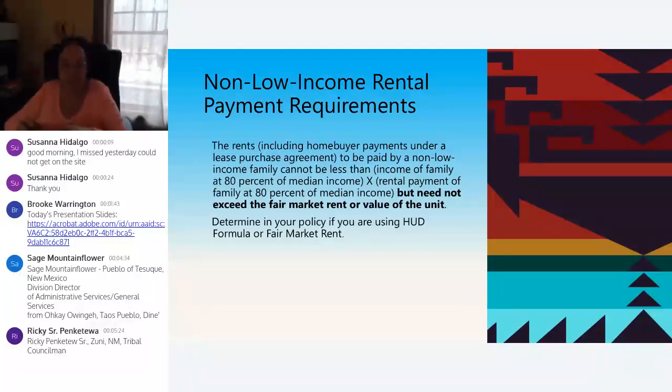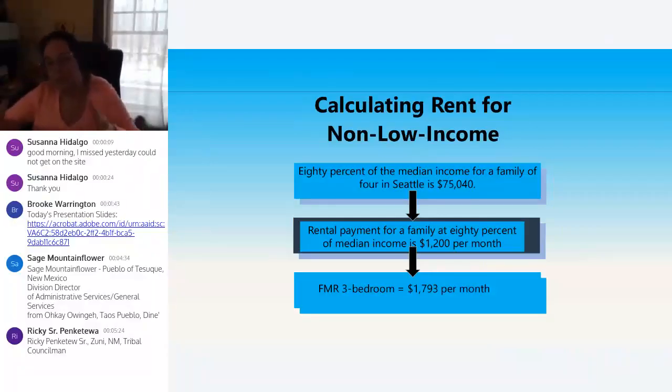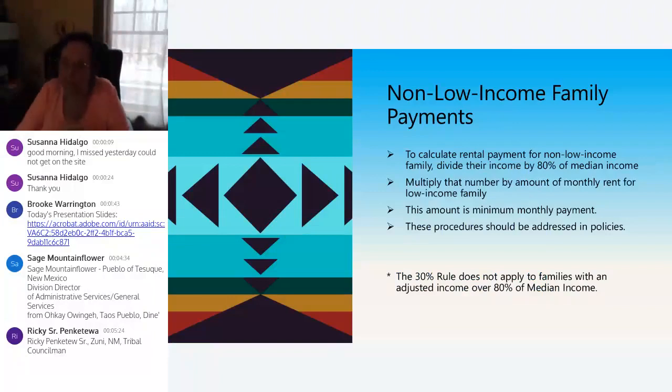Okay. Determine in your policy if you're going to use the HUD formula, which tells you how to do it there, or a fair market rent. Fair market rent seems to be higher than the formula. Okay. So this will give you an idea how to do this. The example: 80% of the median income for a family of four in Seattle, $75,040. The rental payment for a family at 80% of median income is $1,200 per month. A fair market for a 3-bedroom is $1,793 a month in that area.